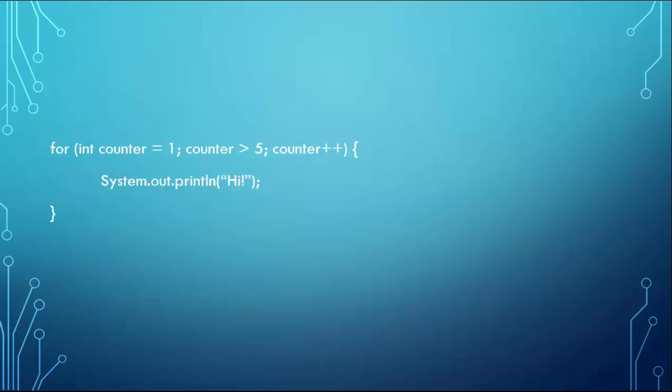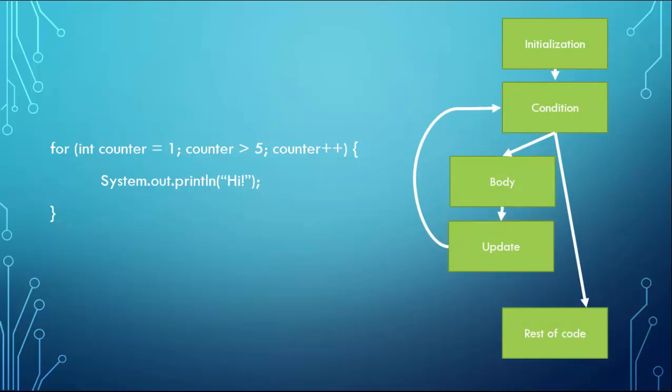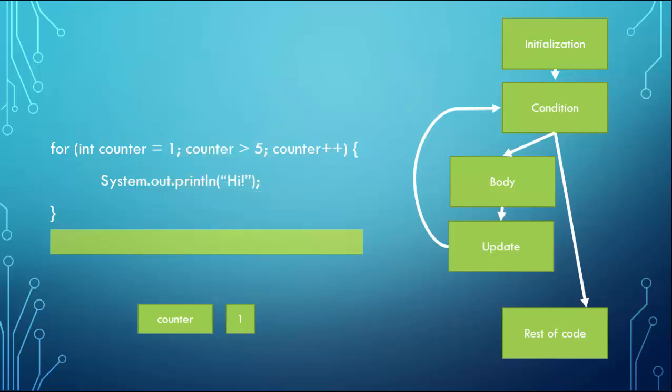Another variation here is if the condition is never true. So again, remember, we do our initialization step, so we'll say counter equals 1, and then we do the condition, counter is greater than 5. That's not true, so we'll just skip to the rest of the code. So a for loop does not have to ever run the body in the update. It's possible that the very first time the condition will be false and we'll just skip to the rest of the code.